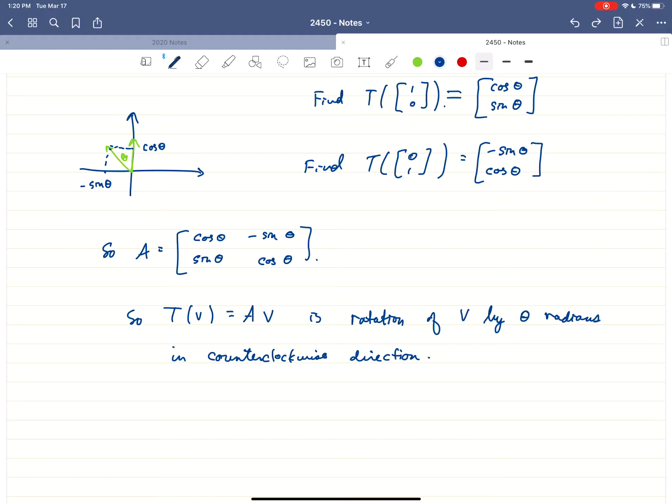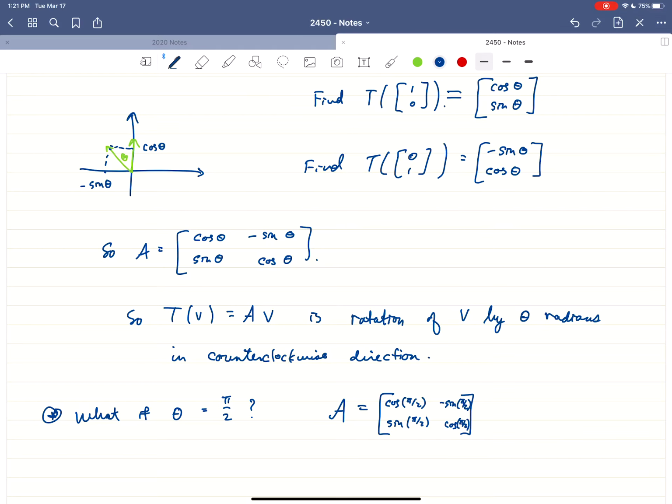The last thing I want to talk about with this video, just to tie our last two examples together: what if theta is pi over 2? What if we're talking about a rotation by 90 degrees, or pi over 2 radians, in the counterclockwise manner? Then what's A? Theta is pi over 2, so this is going to be cosine of pi over 2, sine of pi over 2, negative sine of pi over 2, and cosine of pi over 2.